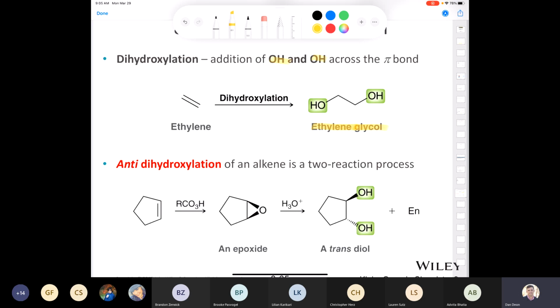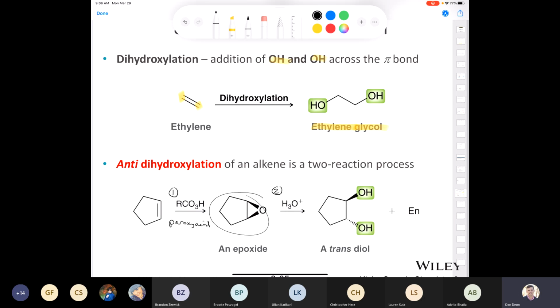Anyhow, so if you take ethylene and you do a dihydroxylation, you end up adding a hydroxyl to both vinylic carbons. Now, the anti-dihydroxylation is a 2-step process. Step 1, you treat it with this. What's that? This is called a peroxy acid, or peroxyacetic acid. And there's 2 examples of peroxy acids that we look at. So this is a peroxy acid. And in the next step, you just treat it with a dilute aqueous acid.